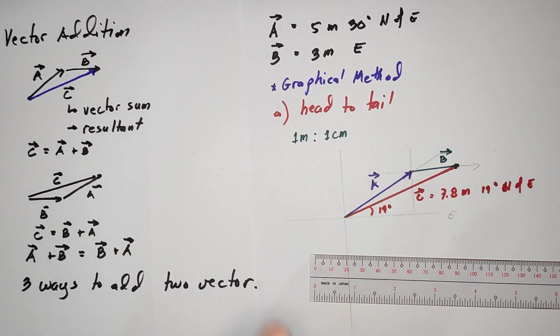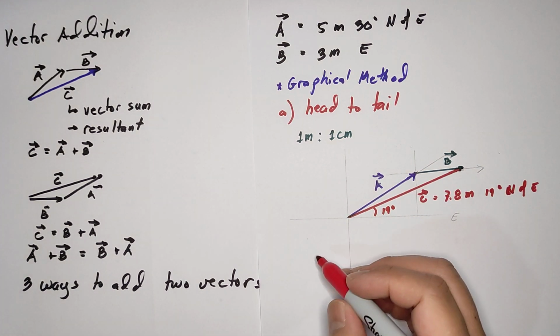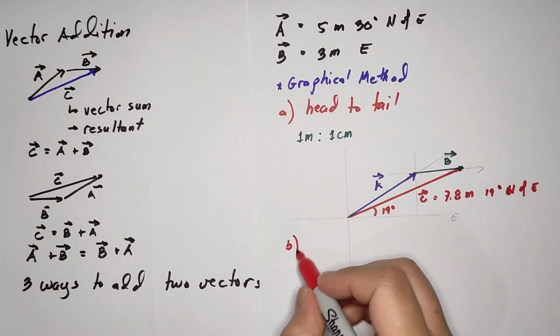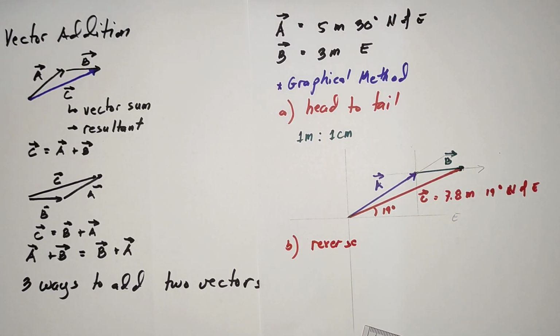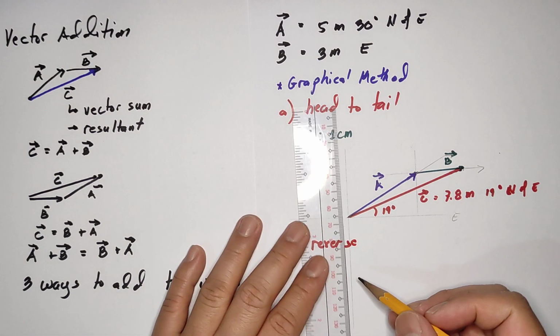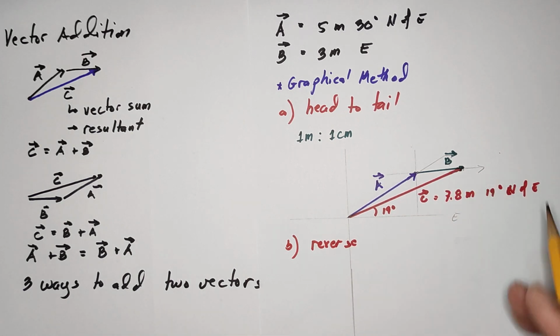We have two more methods left. The other method is reverse, meaning it's also head to tail, but in this case, I will be first plotting vector B.